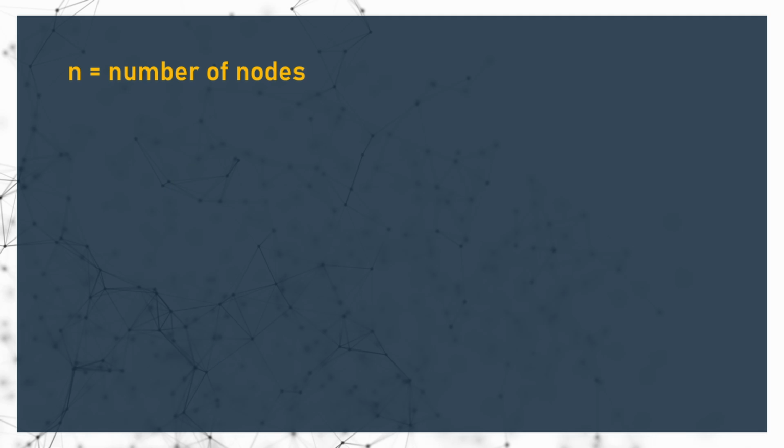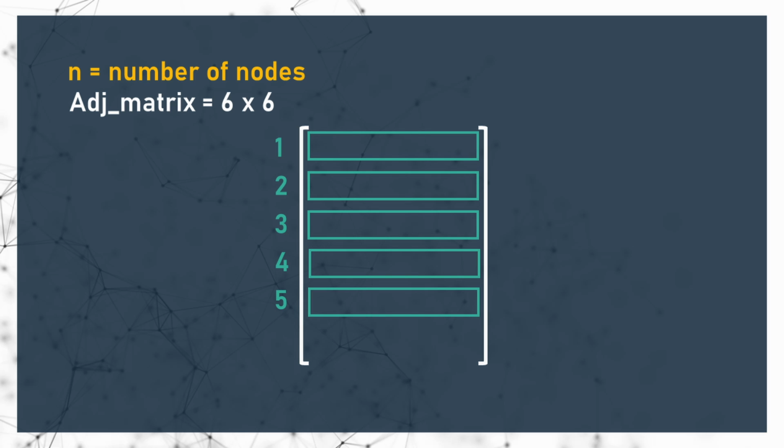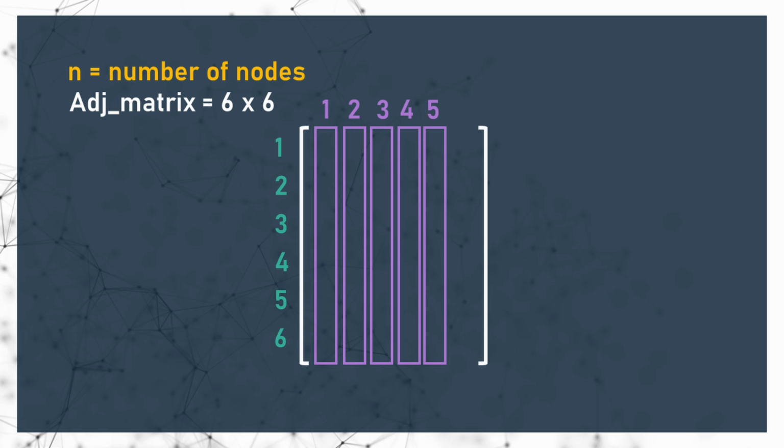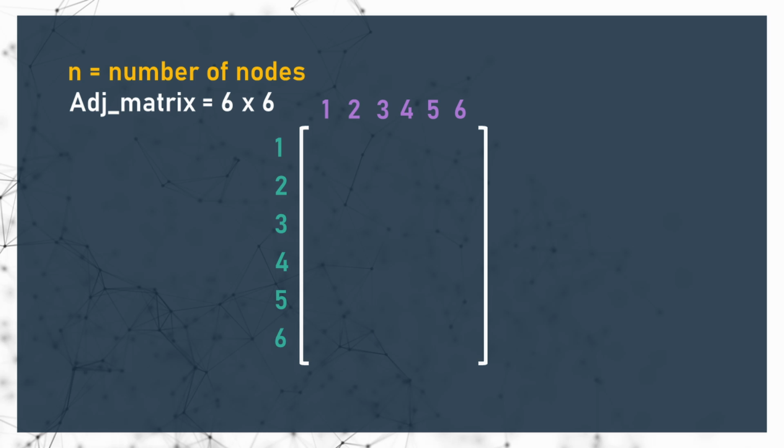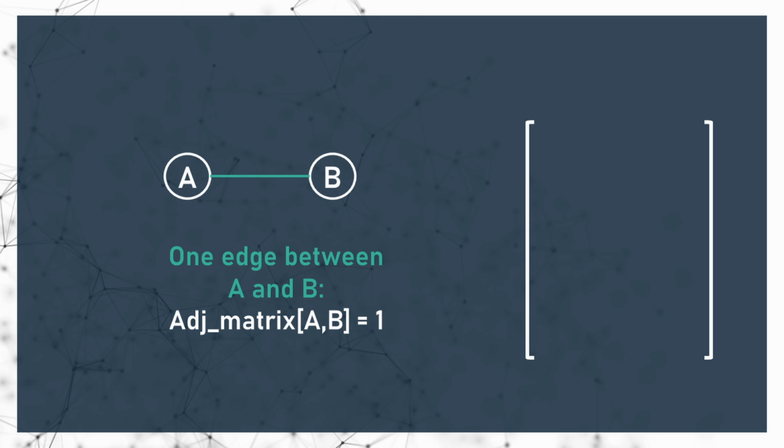Consider that n stands for the number of nodes. The adjacency matrix has size n by n. For example, graphs G and H have 6 nodes, so their adjacency matrix will have 6 rows and 6 columns. In the adjacency matrix, each entry is the number of edges between two nodes.